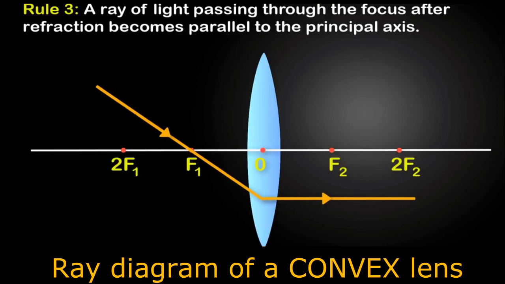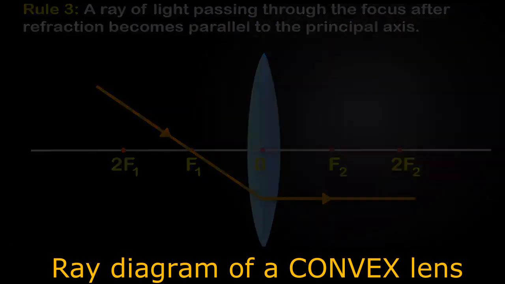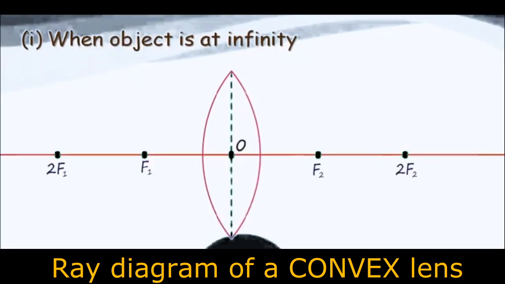So let's start with our ray diagram. The first position is when the object is at infinity. Here we can see the object in our plane. Then how will we draw the image?